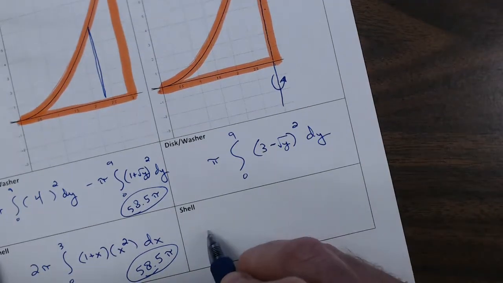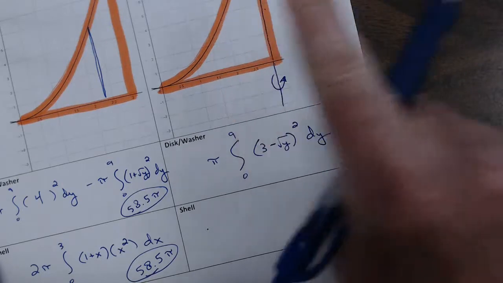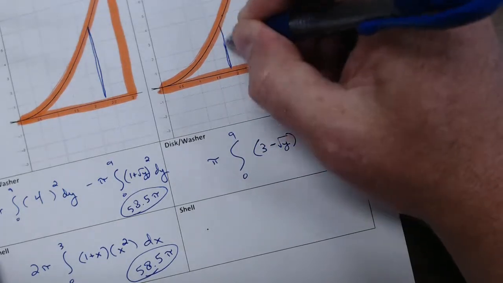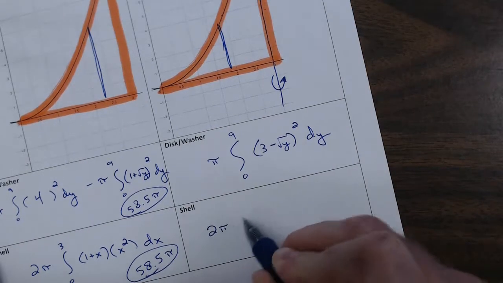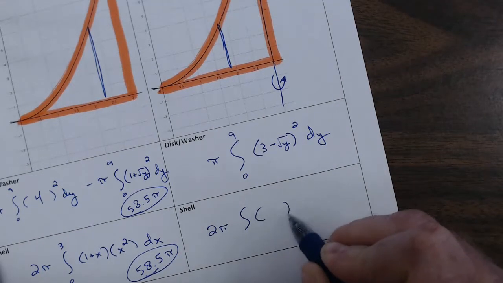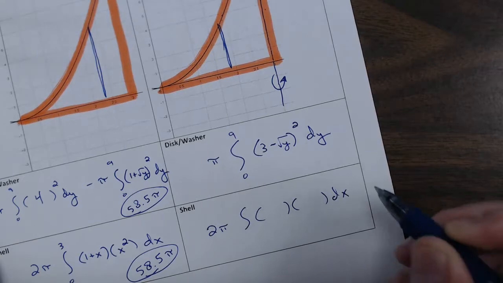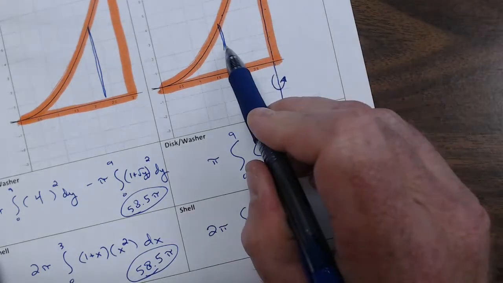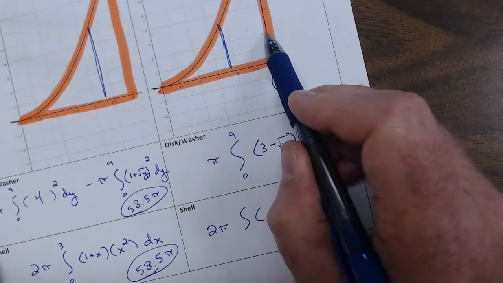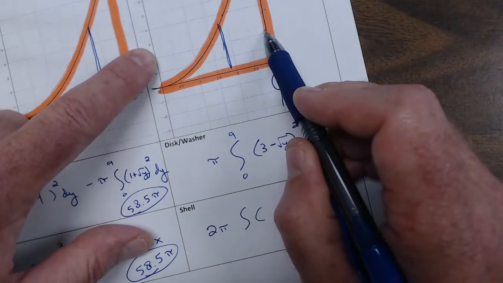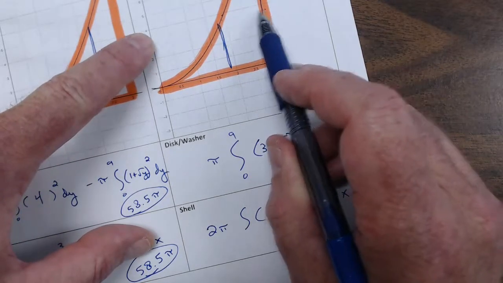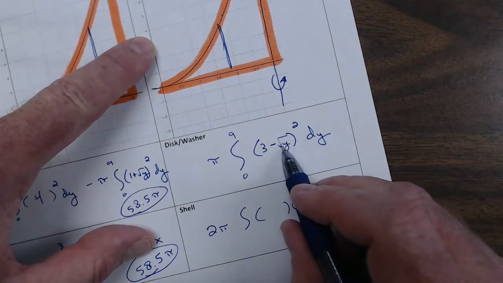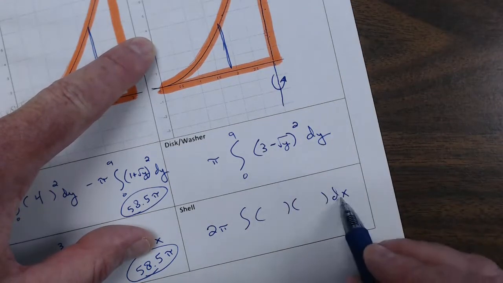Shell method. Let's set it up. The shells. Here's one of the shells right here. This is going to be a dx. So 2 pi r height dx. Now what's the radius? The radius is going to be 3 minus the x value. Gets us that distance right there. So 3 minus x. Here I couldn't write 3 minus x. Here I can.